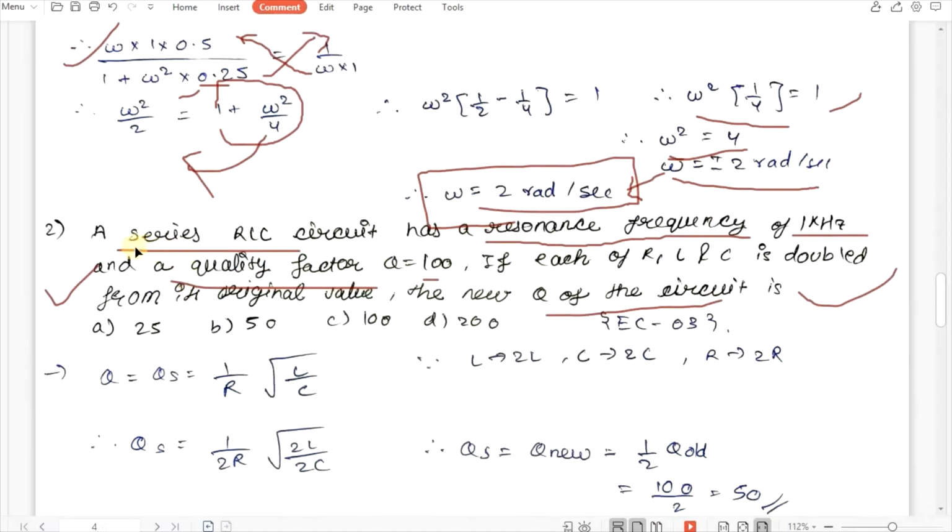As we all know, it is mentioned that it is a series RLC circuit. So the series RLC circuit quality factor formula is 1 upon R under root of L by C. In the question it is mentioned that inductor is doubled, C is doubled, and R is also doubled. So if we double all these things, we will get the series quality factor as 1 upon 2R, under root of 2L by 2C. R is doubled to 2R, L and C are also doubled. So this 2 gets cancelled, and we have 1 upon R under root of L by C, upon 2. Basically our new quality factor is Q old by 2.